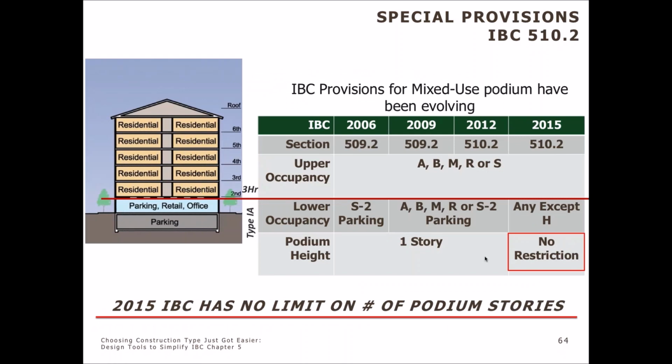And this chart here is illustrating how this podium provision has evolved and changed throughout the past editions of the code to get to where we are now. Really the two main changes have been the allowable types of occupancies in the podium, basically in the building below the podium. And then one of the bigger changes, introduced in the 2015 IBC, lifted the restriction on the number of stories of the podium itself to 1. Previously, up to and including the 2012 IBC, that podium could only be 1 story above grade plane. Now in the 2015 code, there is no limit on the number of podium stories. So you could potentially have a 2, 3, 4-story podium.